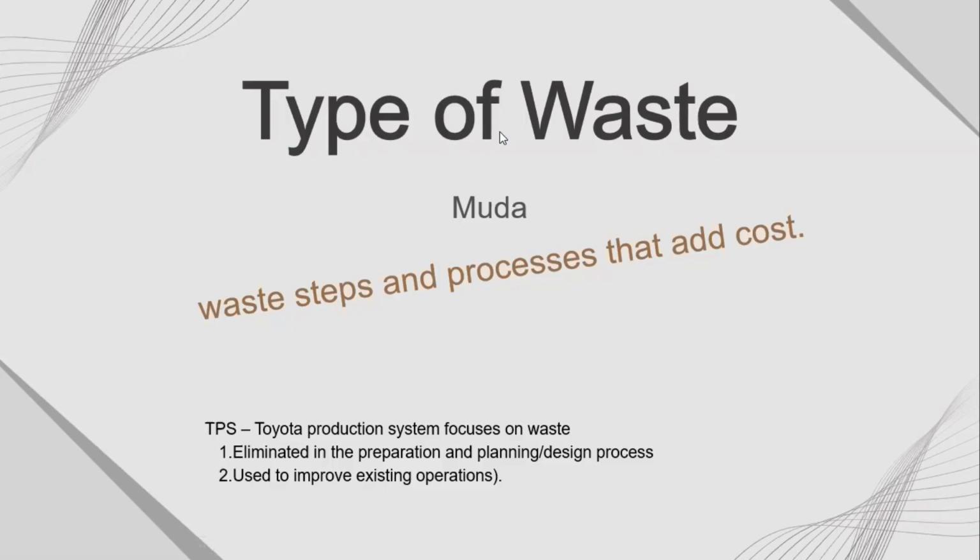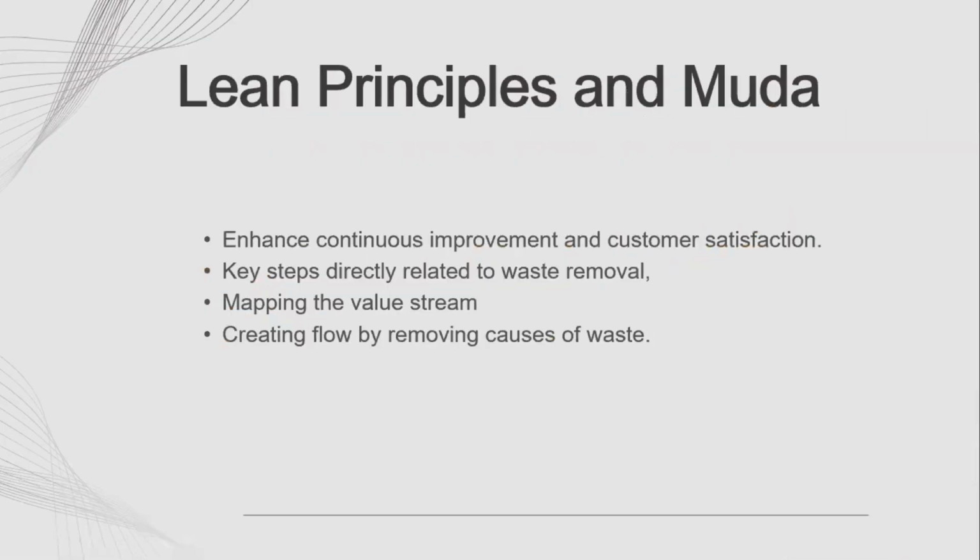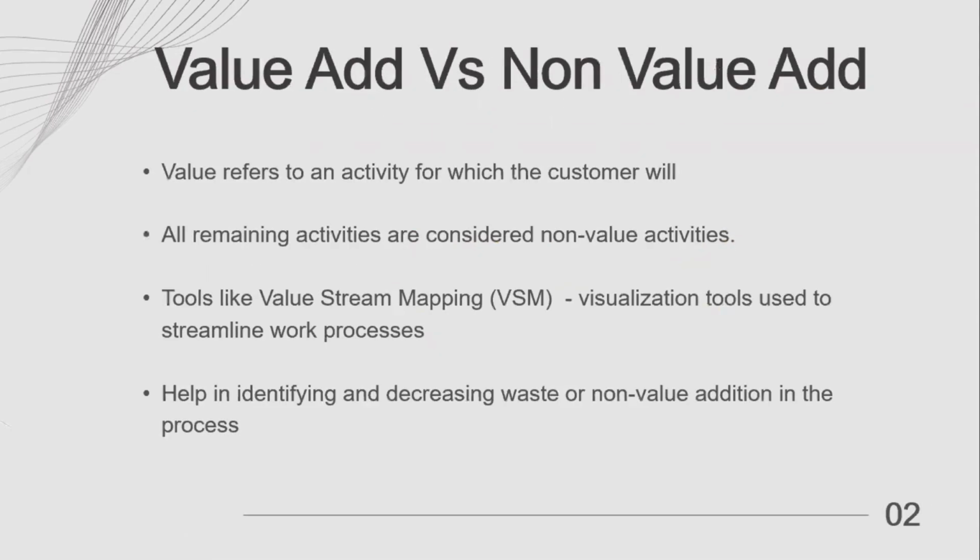I want to give some heads up so that we can see the continuity in the class. Now, in the types of waste, what is a lean principle? Lean mainly concentrates on continuous improvement and customer satisfaction. And value add and non-value add is a very, very important one. Whenever you start any process, you have to understand whether in that particular process you are going to bring any value add or it is a non-value add step. We are going to discuss in detail how to identify value add and non-value add now.